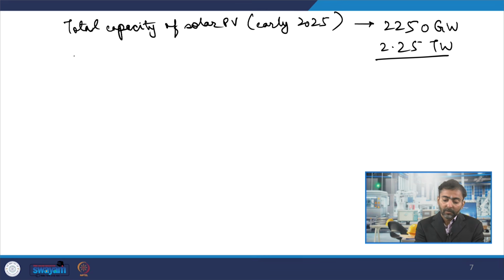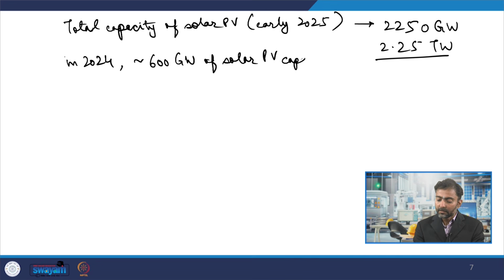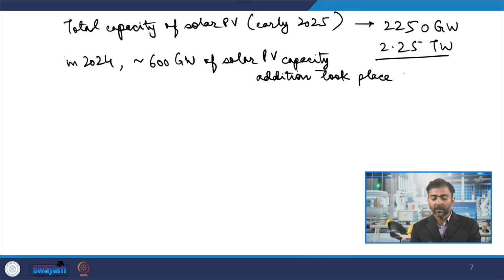And if you look at the data of capacity addition, just in 2024, around 600 gigawatt of solar PV capacity addition took place. So just in a single year, 2024, roughly around 600 gigawatt of solar PV capacity was added globally, taking the number to around 2.25 terawatt by the beginning of the last year.